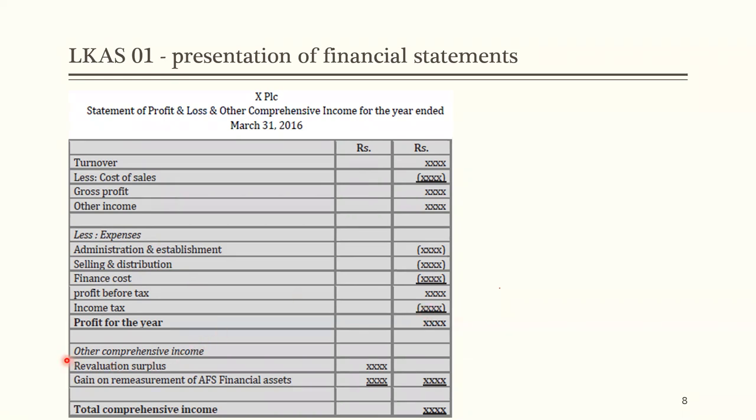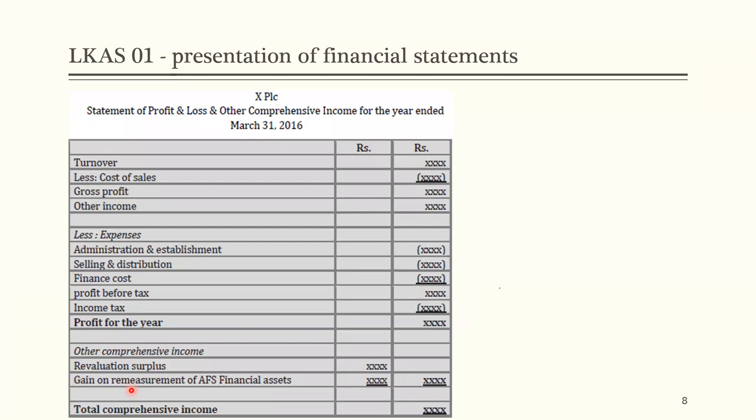And other comprehensive income, right? Under other comprehensive income come line items like revaluation surplus, gain on remeasurement of AFS financial assets. This has been revised now. And gain on foreign currency, right? Gain from translation of foreign currencies. If we have transactions in foreign currencies, when preparing in LKR we need to translate them. Then the exchange rate changes and we may have a gain. In such a case, those go under other comprehensive income, right?